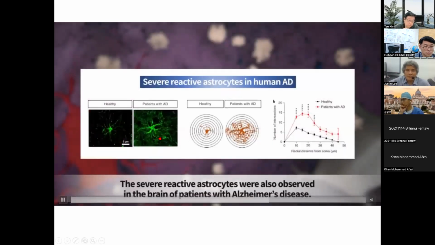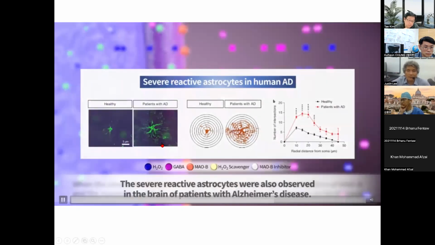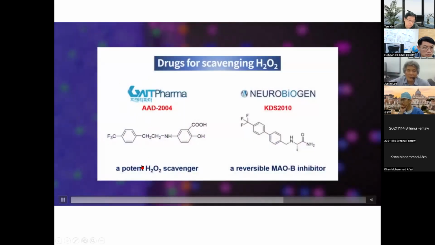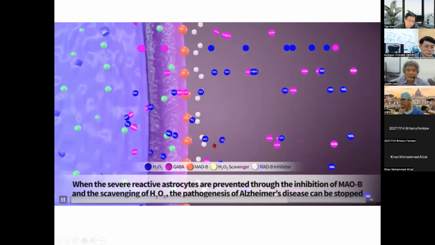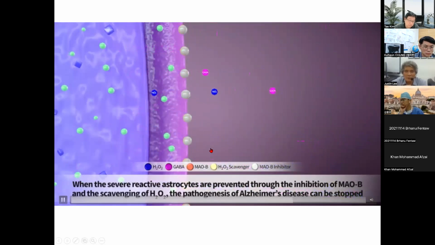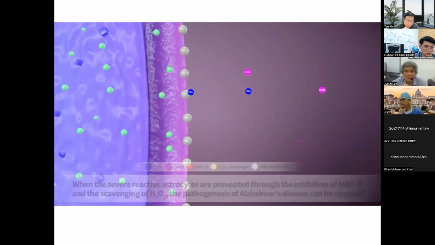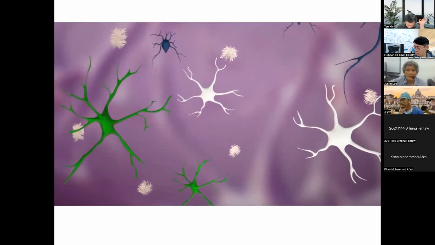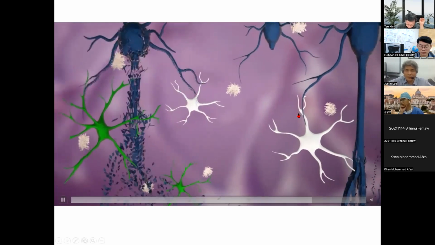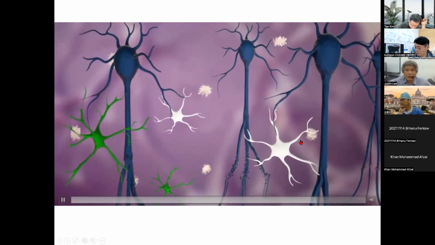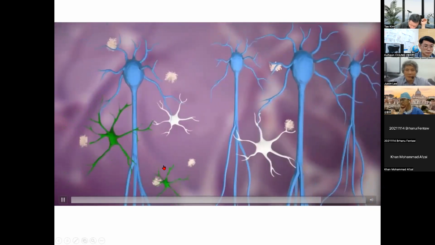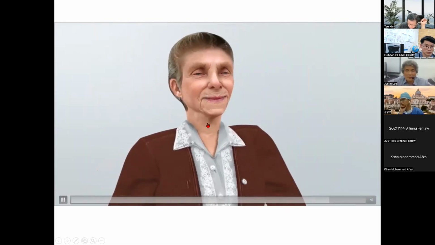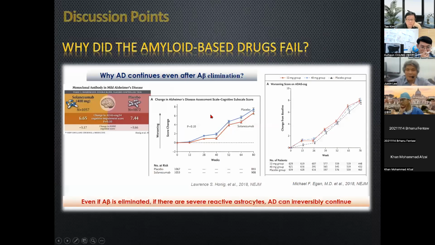So we saw this severe reactive astrocyte causing brain atrophy, which is all rescued by AAD 2004, which is a potent H2 scavenger. So we can actually block this phenomenon in two ways. We could use the MAO-B inhibitor, KDS 2010, as well as AAD 2004, the H2 scavenger. And using these two drugs, we were able to prevent and rescue all this neurodegeneration. And so the story is a happy story.